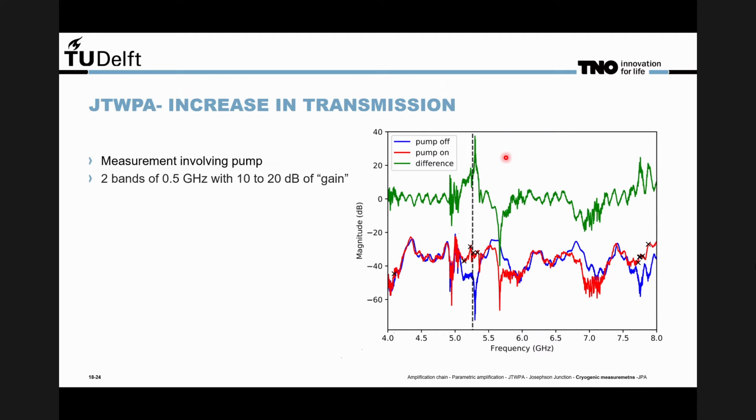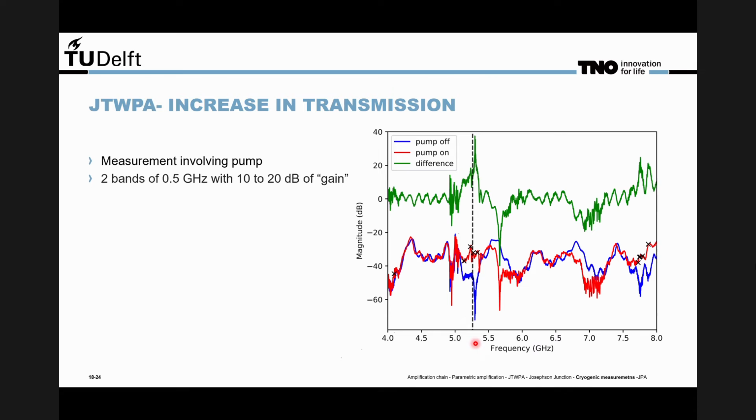But before we unloaded the TWPA, we also did some measurements involving a pump. Here we see the measurements. The blue curve is again the transmission without a pump, so the transmission of the TWPA, and the red curve is the transmission through the TWPA with a pump. The green curve here is the difference between the two. This black line here indicates what our pump frequency is.